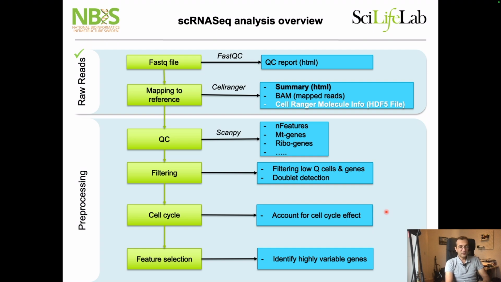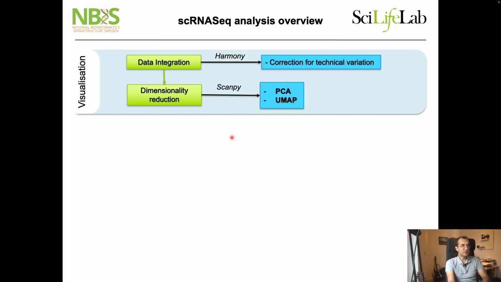The single cell RNA-seq is a high dimensional data set. So you in a way try to control for that by doing feature selection and identifying highly variable genes. Now, after this step, you move to the next step, which is visualization, and there you start with data integration.